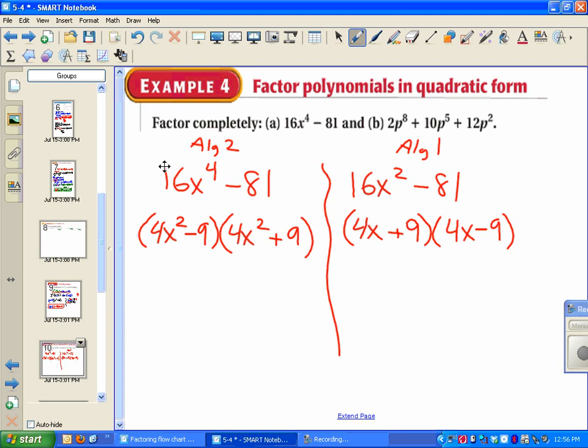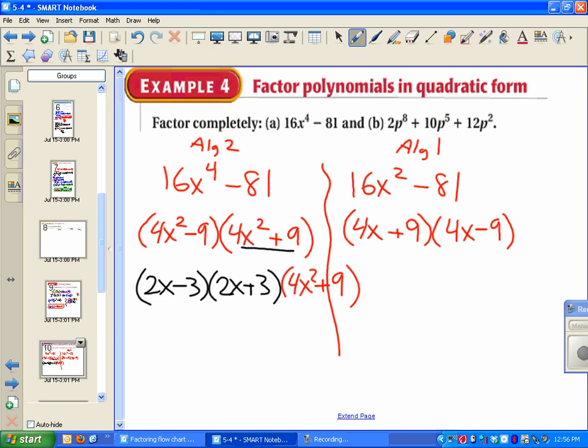Okay. This part cannot be factored anymore, but the first part can, because now we have a difference of squares. So this is going to factor as 2x minus 3 and 2x plus 3. And then don't forget about this one, 4x squared plus 9. Okay, and we will practice that some more. But it follows the algebra 1 pattern.